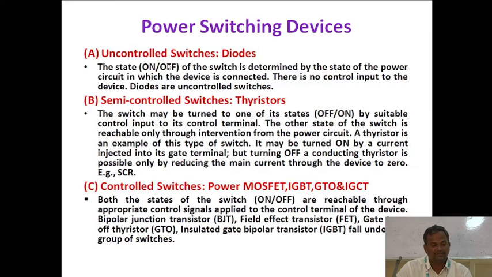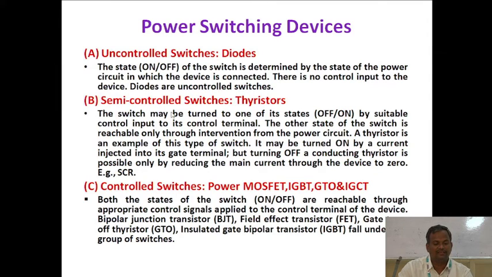That is the reason why this is called the uncontrolled switch. The on or off state of the switch is determined by the state of the power circuit in which the device is connected. There is no control input to the device. The best examples are the uncontrolled switches and the diodes.